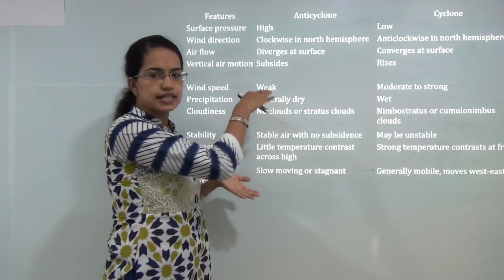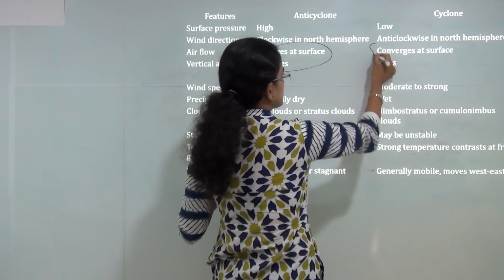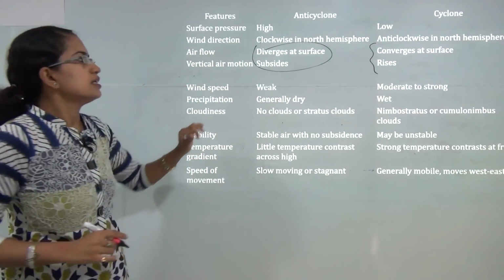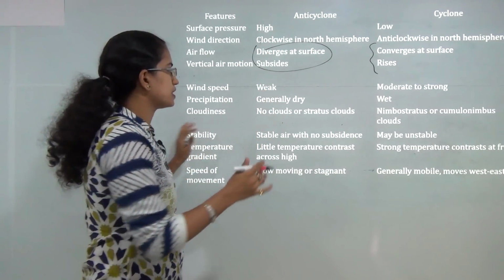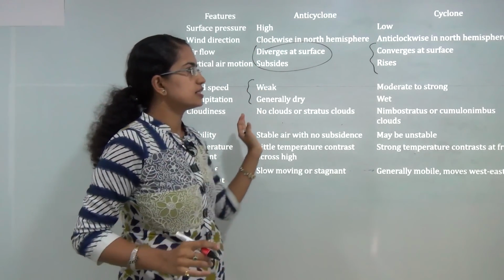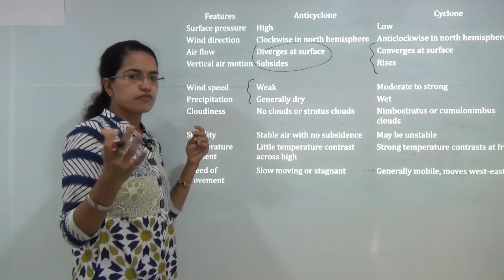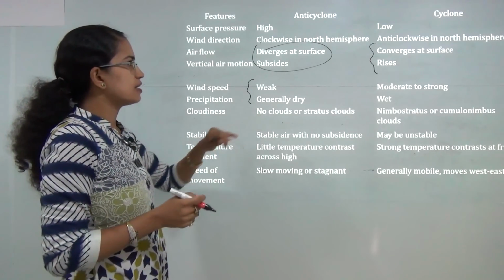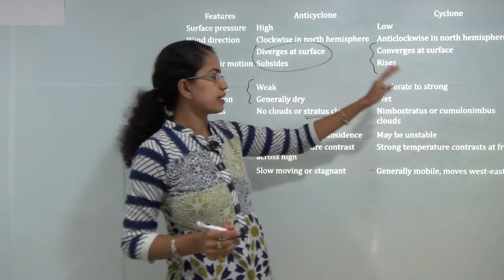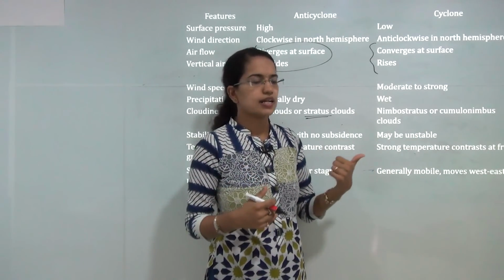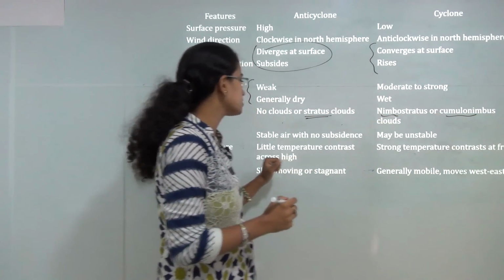Then you have subsidence and divergence as we talked about right now in case of anticyclone, and the reverse happens in cyclonic conditions. In anticyclonic conditions, as we said, you have clear skies, fine weather, so you have weak wind speed with dry conditions, in contrast to cyclone where you would have intense rainfall and strong winds that would be blowing. The clouds are basically either no clouds or stratus clouds could be seen. However, in case of cyclonic condition, you would be having rain bearing clouds, that is nimbo clouds or the nimbus clouds. So you have cumulonimbus and nimbostratus clouds.